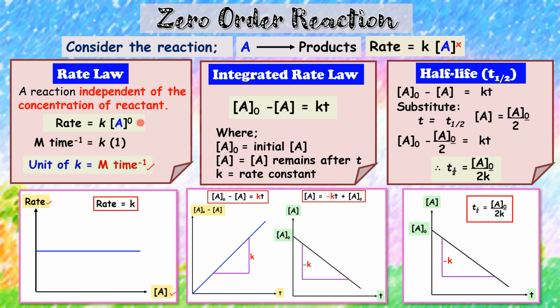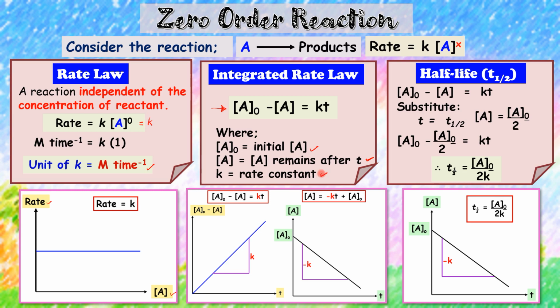Alright, next. By using calculus, we integrate both sides, rate and also k [A]^0. We will get the following expression: [A]0 minus [A] equals kt. This expression is referred to as the integrated rate law for the zero order, where [A]0 is the initial concentration of A, [A] is the concentration of A remaining after a given time t, and k, we already know, is the rate constant.